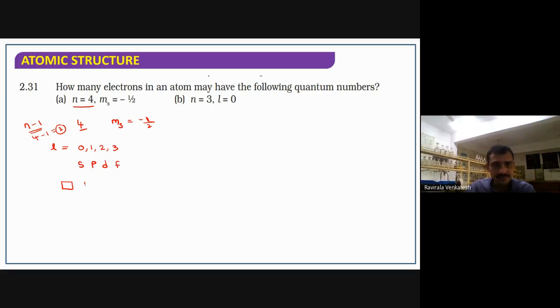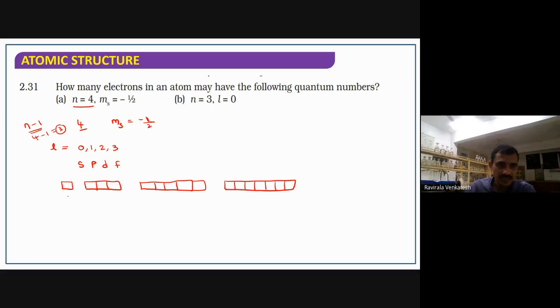For p we will have 3 orbitals, d has 5 orbitals, f has 7 orbitals. 1, 2, 3, 4, 5, 6, 7.